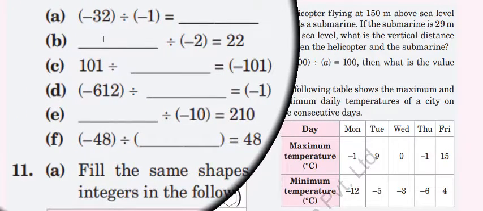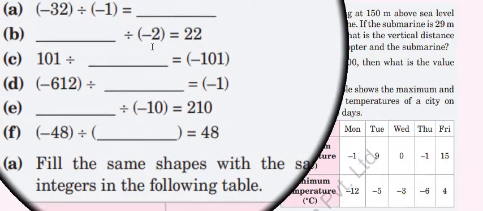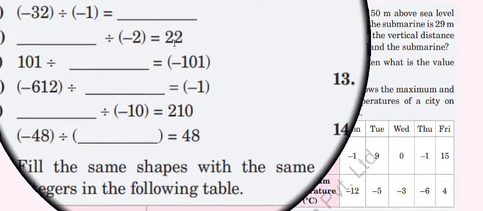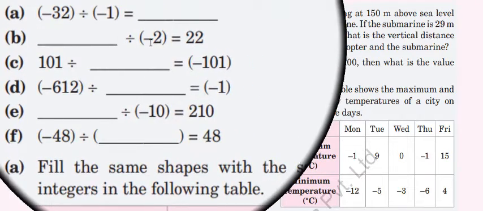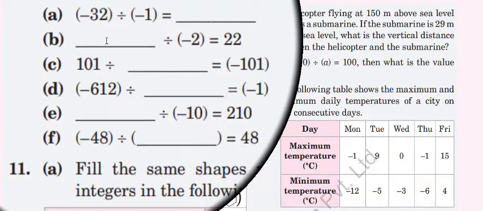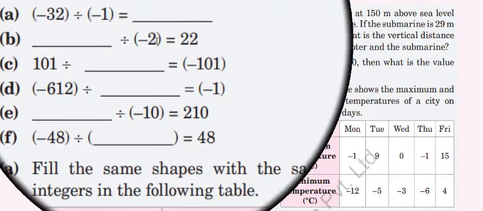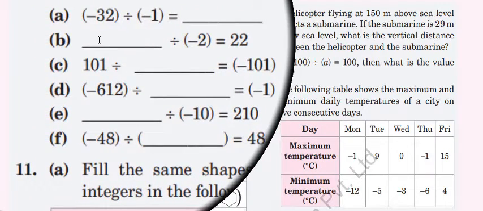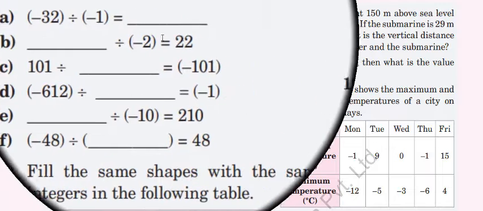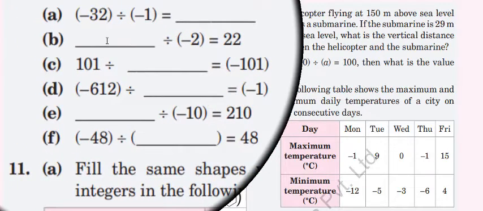Now here, by which number should I divide negative 2? So the result comes out to be 22. As we know that division is there, it has to be a bigger number. So the multiple of 22 will be 44. Since I require my answer to be positive, my answer here will be minus 44.